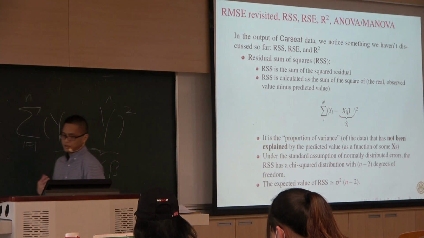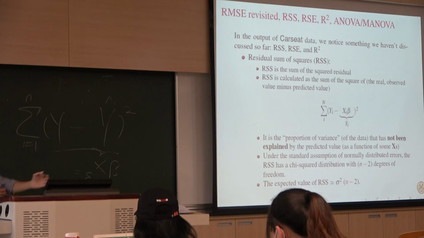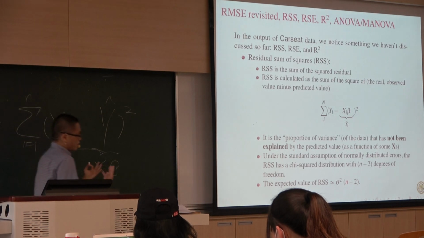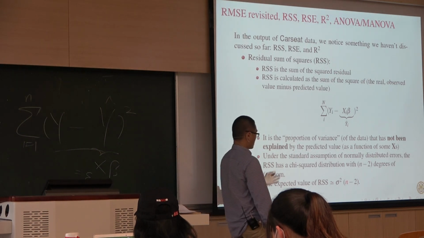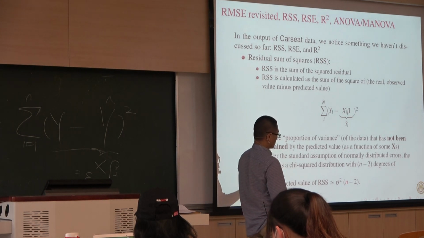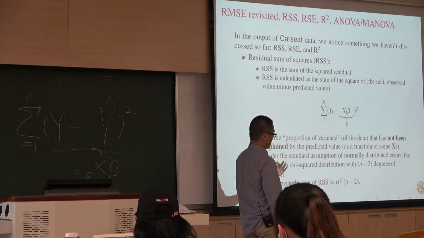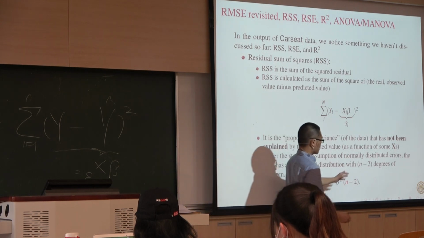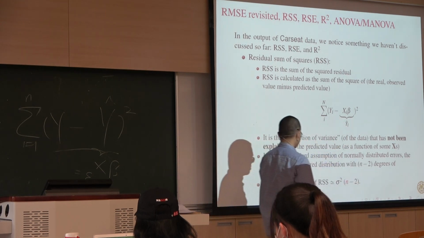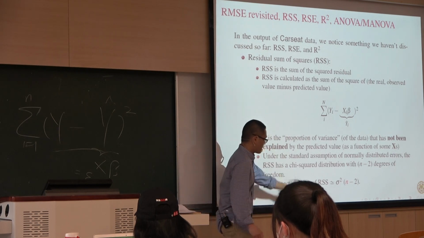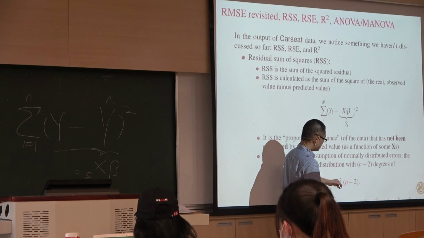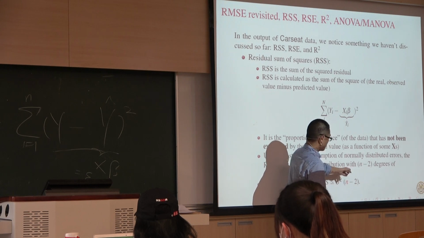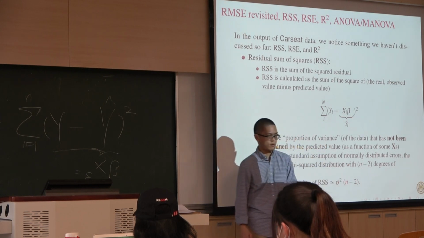under the normality assumption. So usually the residual sum of squares has a chi-square distribution, a continuous distribution, with n-2 degrees of freedom, meaning that you lost 2 degrees of freedom from y and x, right? So the expected value here is the variance times the n-2 degrees of freedom.